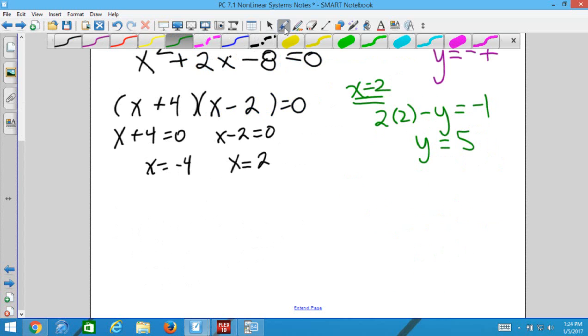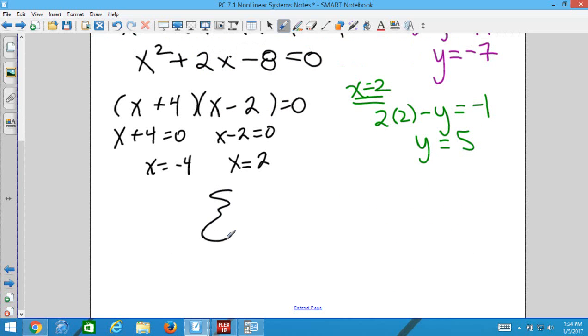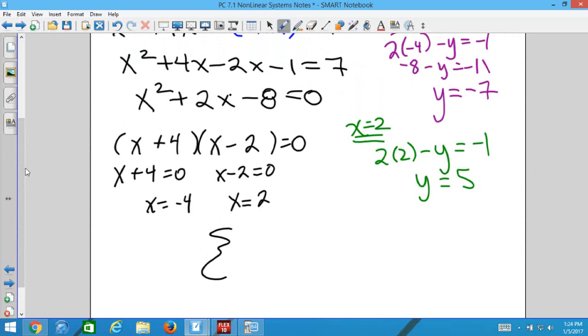So we have two ordered pairs, and since there's more than one answer, we're going to put it in set notation. Did I go too far? My first ordered pair was -4, -7. My second ordered pair, 2, 5.